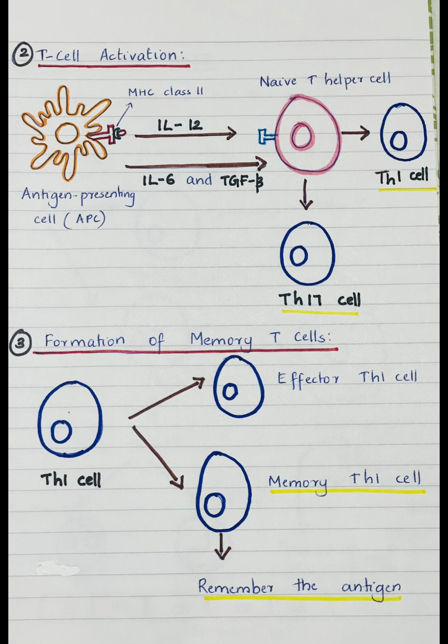Th1 differentiation is promoted by interleukin 12 that is secreted by macrophages and dendritic cells. Th17 differentiation is promoted by interleukin 6 and TGF-beta, that is transforming growth factor beta. Activated Th1 and Th17 cells will proliferate and differentiate into memory T cells which remain in circulation and lymphoid tissues. These memory T cells will remember the antigen and react more aggressively upon future exposure.